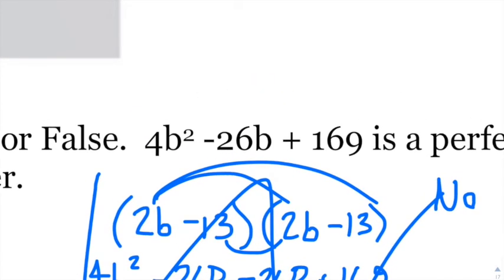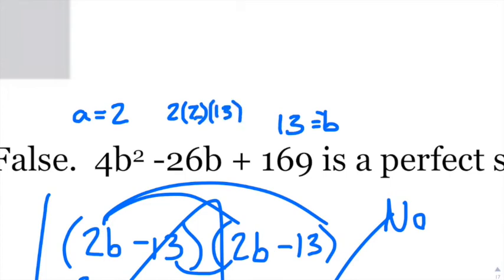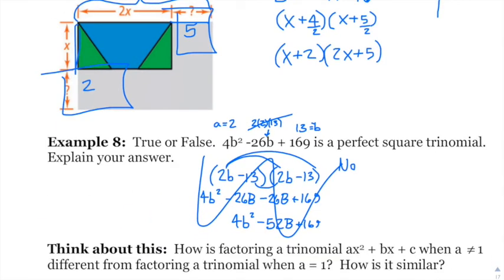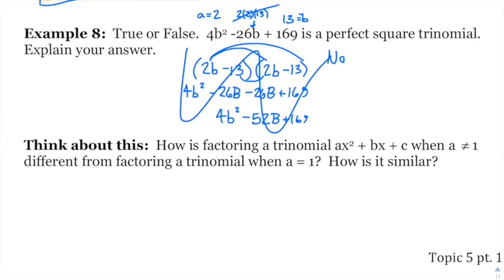One way you can check without FOILing back is to think: if that's 4b squared, then the square root is 2b, and the square root of 169 is 13. Remember, that's a, and this is b here. If you do 2 times 2b times 13, that's definitely not 26b. So that does not work, and it's not a perfect square trinomial. It looks like one because both ends are perfect squares, but that middle term is not going to FOIL back to what we want.